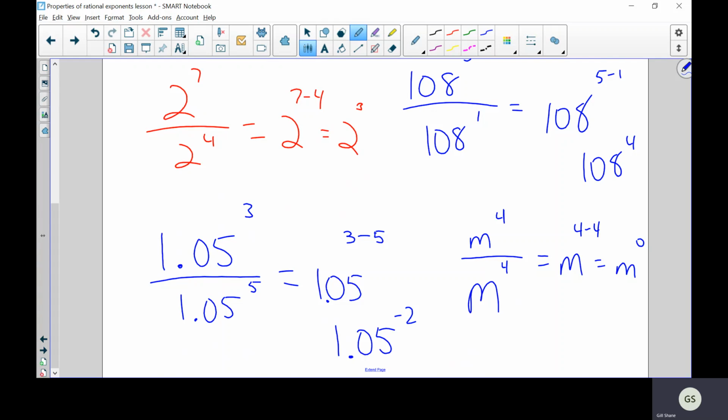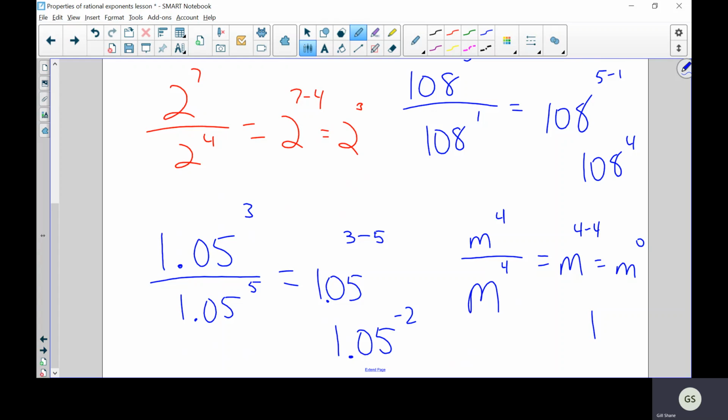So again, on an EOC, they might put this, and they might say, select all of the answers that are equivalent. And you might see this as one of the answers, but you also might see this. You got to know that those are both equivalent. Anything raised to the 0 power, even though it's a variable, no matter what number you plug in for that m, if it's raised to the 0 power, it's going to be 1. So there'd be 2 equivalent answers, m to the 0 or just 1.